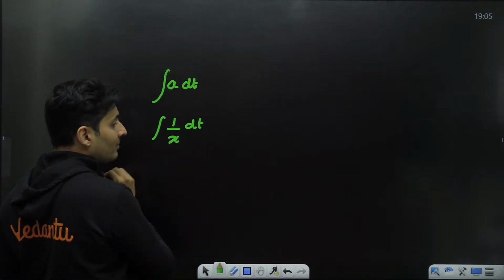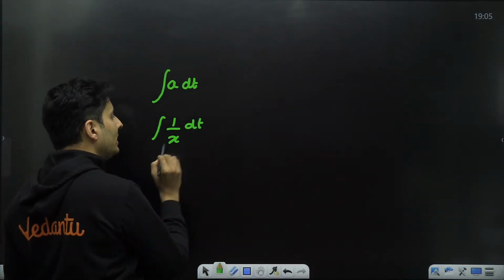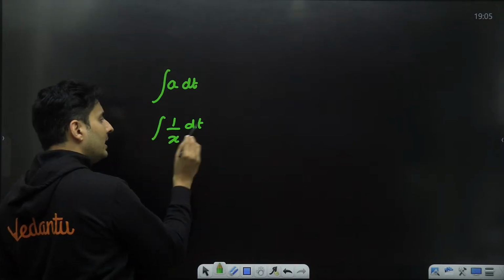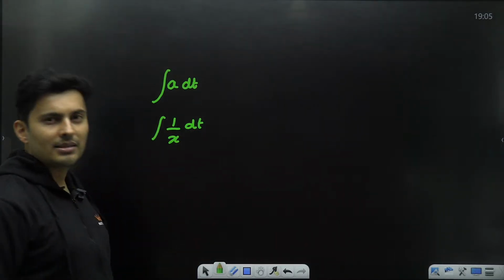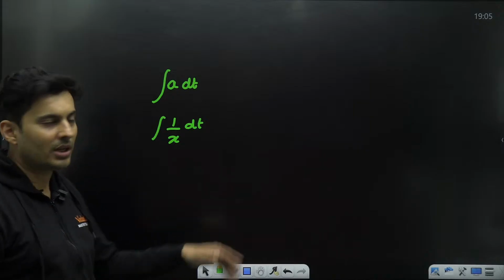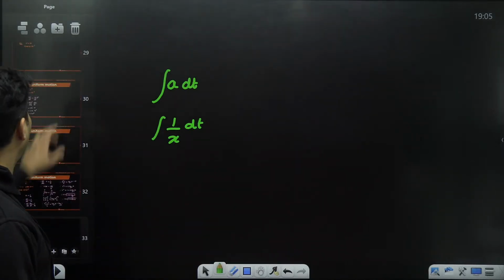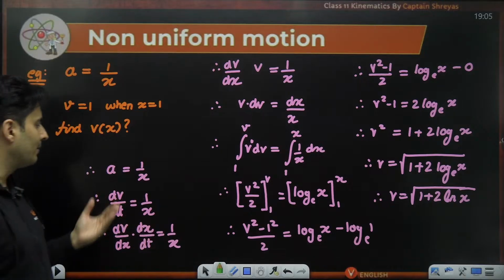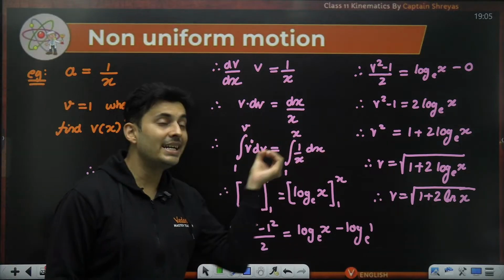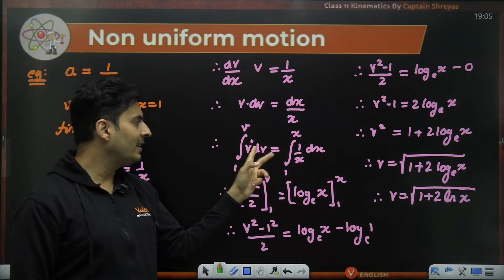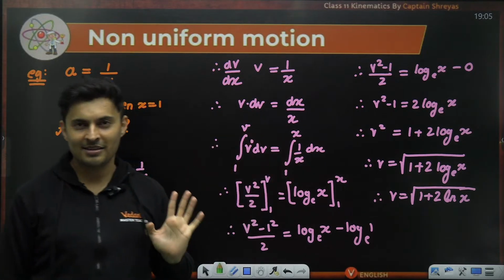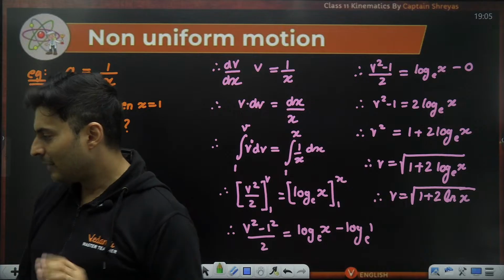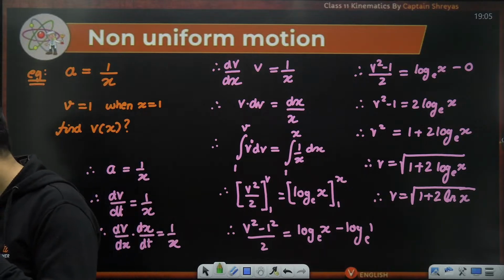This is x, this is time. Not allowed. If this is x, this should be dx. If this is dt, this should be t. Then it is allowed. This kind of integration, not allowed. That is why we needed all this business of changing the variables so that it becomes integrable. v dv integrable, x dx integrable. Got it? Everyone?